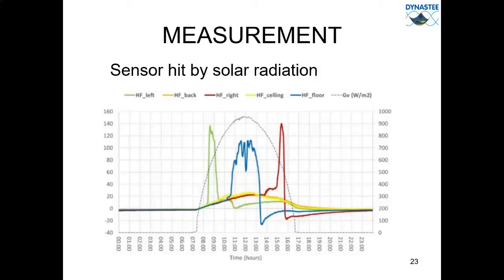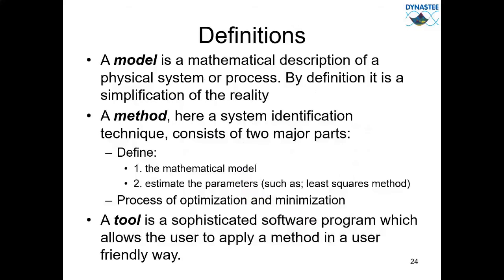I have mentioned so far some expressions, and before continuing, let's make clear some definitions of a model, a method, and a tool. A model is a mathematical description of a physical system or process. By definition, it is a simplification of reality. A method, like CTSMR, that will be presented in one of the next webinars, consists of two major parts. First of all, it is having a mathematical model that is based on your knowledge of the physical system. And the second part is the estimation of the model parameters.